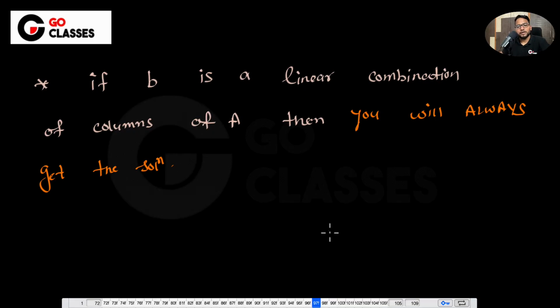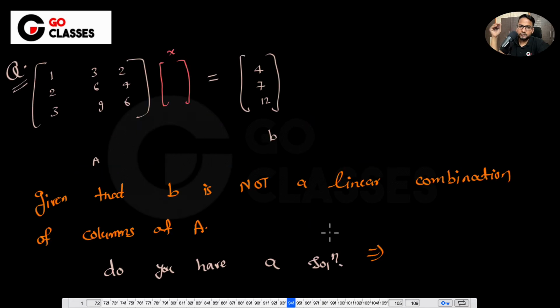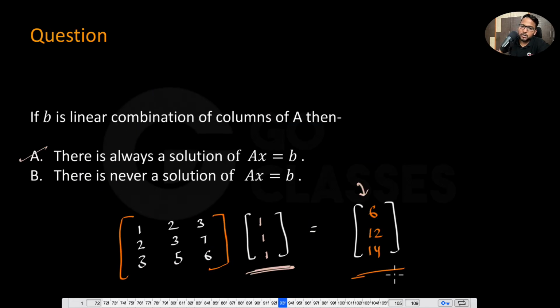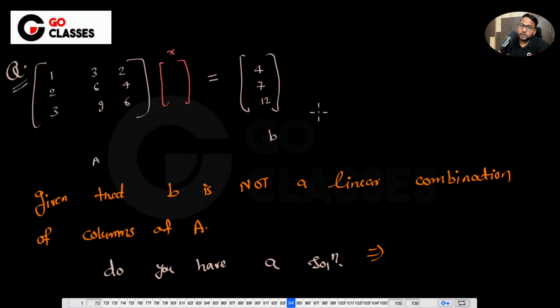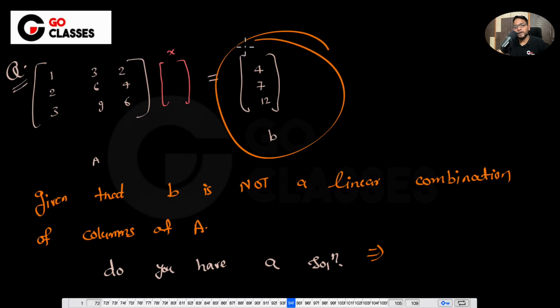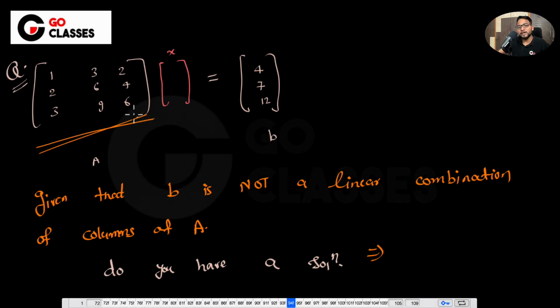So it depends on B and A. Basically, if B is a linear combination of columns of A, then you will always get the solution. For example, in this case, it is a linear combination of columns of A, then you just write the coefficients, right? If it is not a linear combination of columns of A, it means it is from another planet. How can you get it from this planet, right?